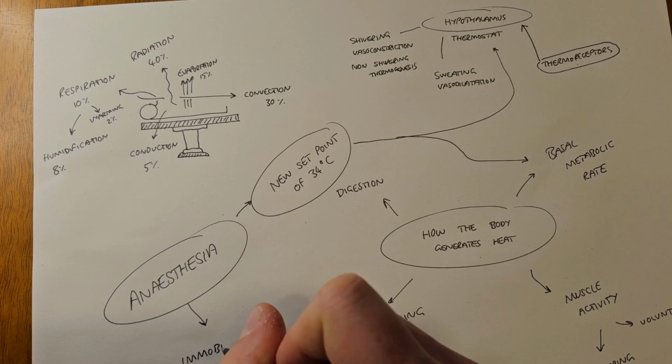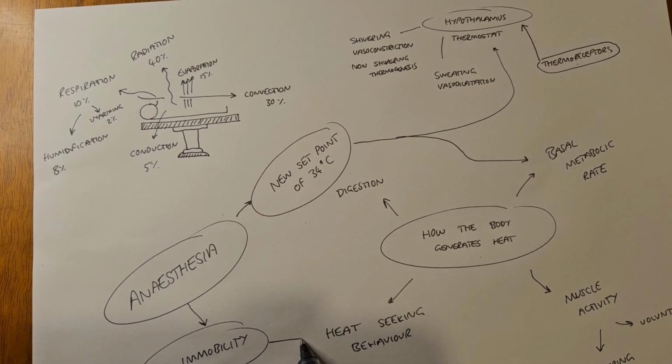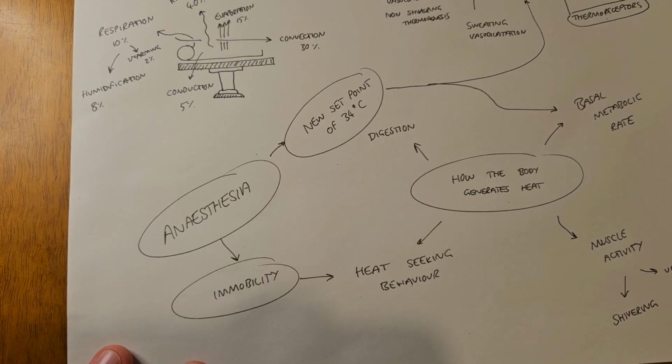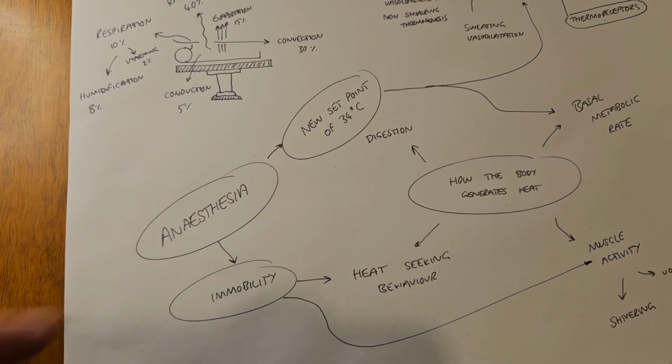Secondly, we've immobilized our patient. Whether we've used any muscle relaxant or not, doesn't matter. The patient is now not moving. So all the heat generated by muscle contraction has been obliterated. And if we are breathing for the patient, then their respiratory muscles aren't generating any heat either. So they massively reduce how much heat they actually generate as a result of the fact that they're not moving. And of course, if your patient is immobile, they can't do any of those heat-seeking behaviors that we talked about earlier. They can't put on a jumper. They can't go find extra sources of heat.